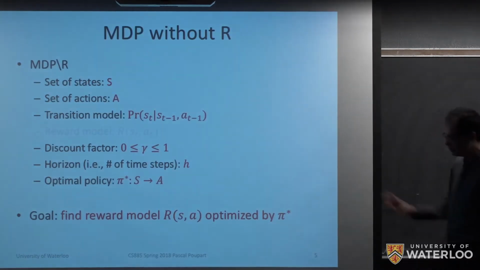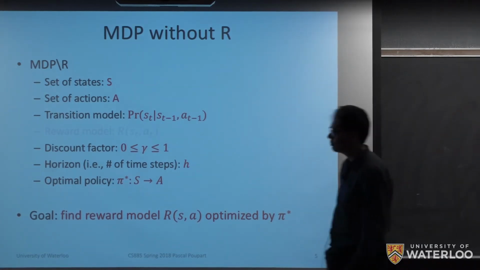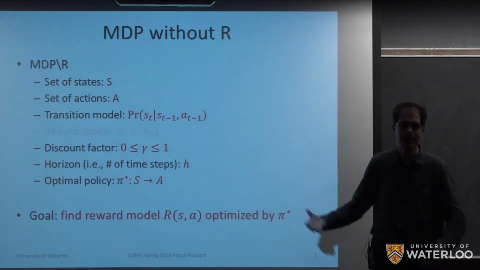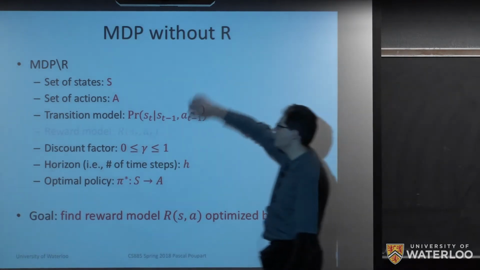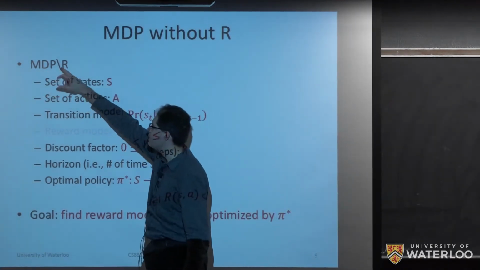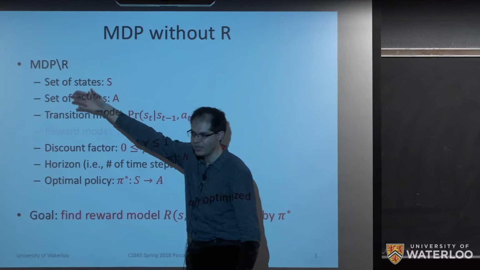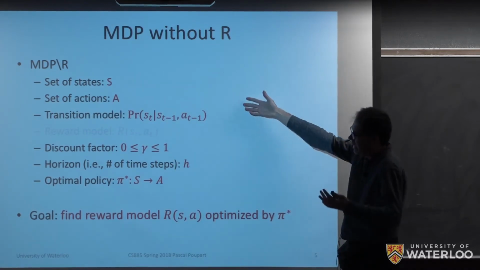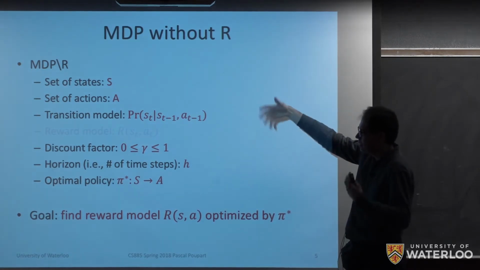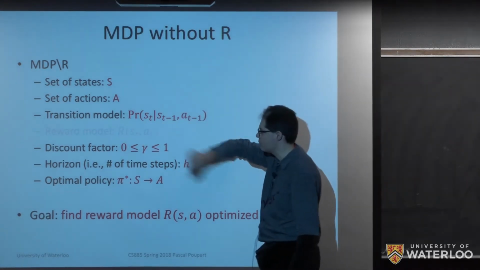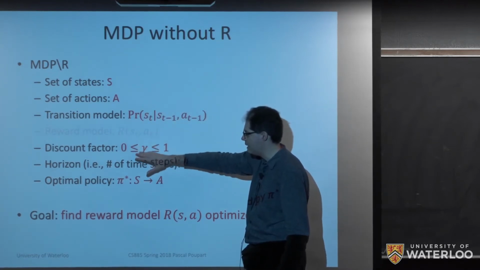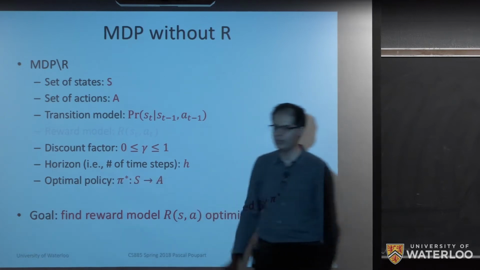Okay, so now let me define things a bit more formally. So we're going to go back to Markov decision processes, but now we're going to consider a Markov decision process without any reward. Okay, so here I'm going to use a notation MDP/R, which means without a reward. And then in this context, we have the same components as in a regular MDP, except for the reward model. So we still have states, actions, transition model. And now I'm going to add here the optimal policy.